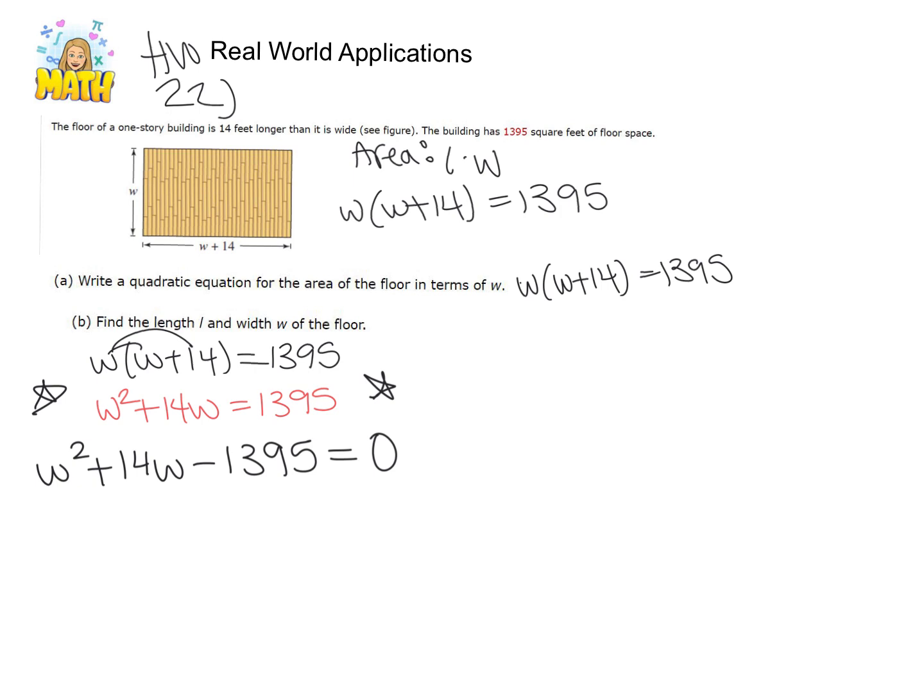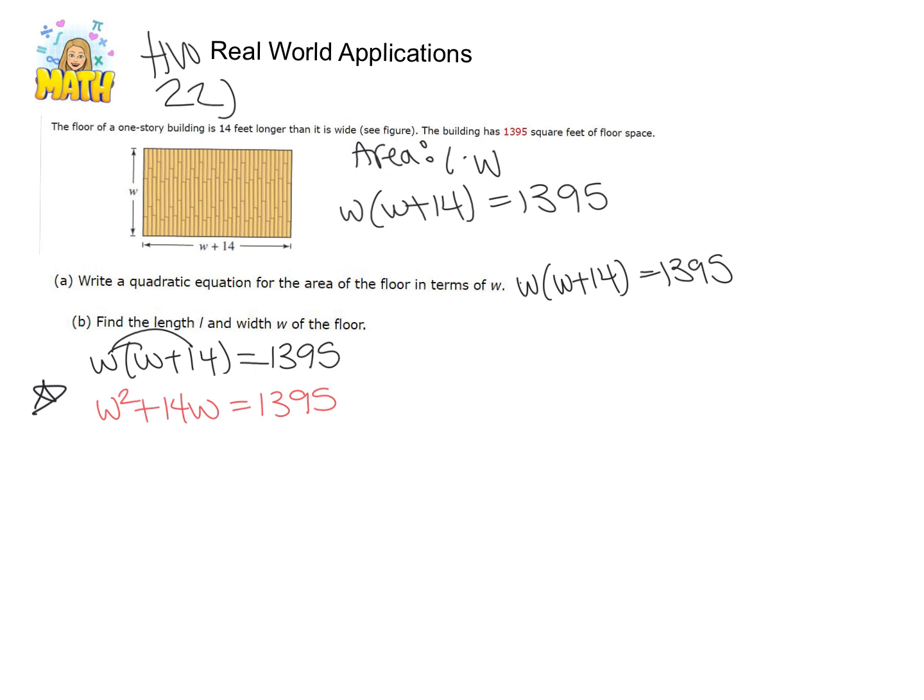I think that if I try to factor this, well, 1395, let's see. I know it ends in 5, so maybe I can do the obvious thing and just divide it by 5 and see what I get. Okay, 279, and that's not going to help me. You know what? I'm going to erase this, and I'm actually going to complete the square for this problem. I think that would be kind of fun.